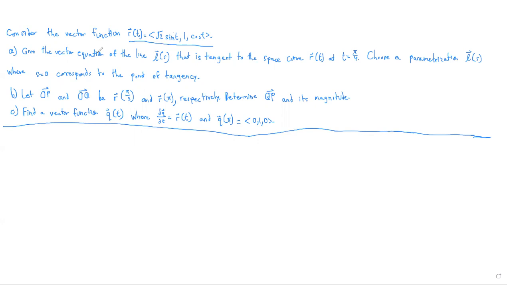Question A, give the vector function of the line L of s that is tangent to the space curve r of t at t equals pi over 4. Choose a parametrization L of s where s equals 0 corresponds to the point of tangency. B, let OP and OQ be r of pi over 3 and r of pi respectively, and determine the vector QP and its magnitude. And part C, find a vector function q of t where dq dt is equal to r of t and q of pi is 0, 1, 0.